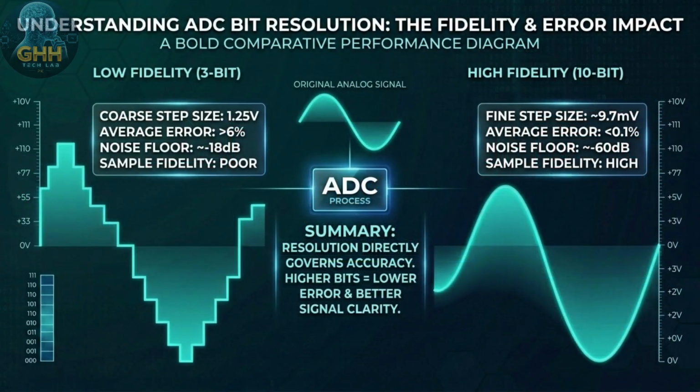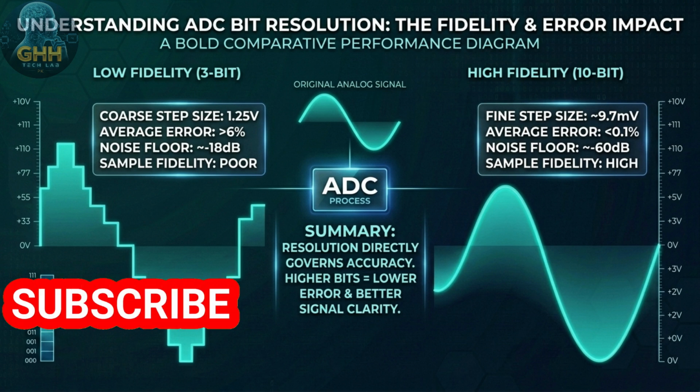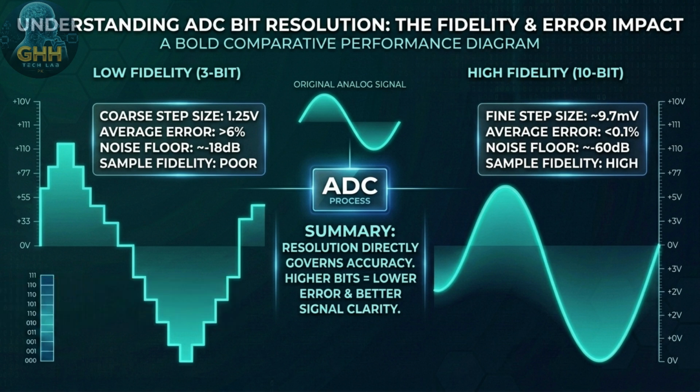The accuracy depends on resolution. A 10-bit ADC, like the one in an Arduino Uno, divides the voltage range into 1,024 steps.